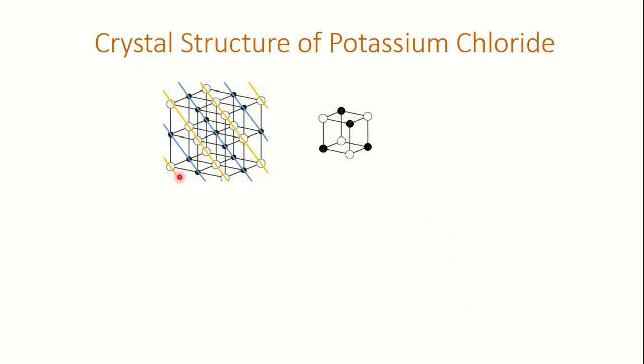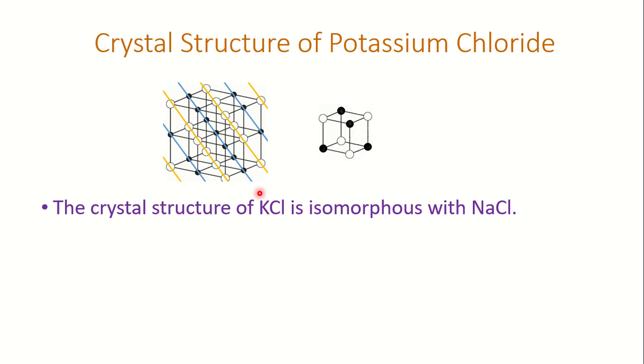This is the structure of potassium chloride, where it is formed after interpenetration of two face-centered cubic lattices, one made by potassium cations, another made by chloride anions. So this is isomorphous with that of sodium chloride.